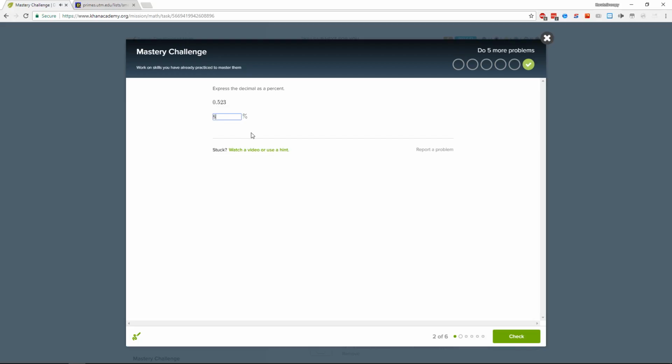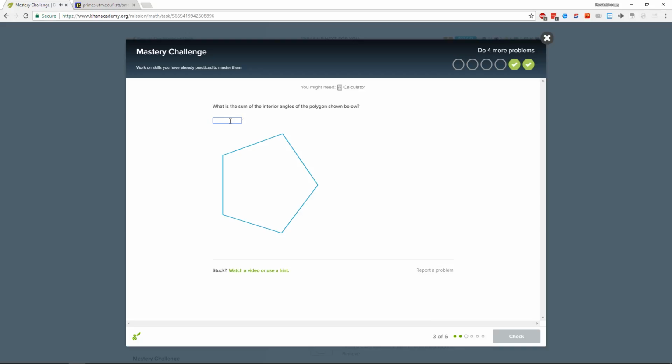Express the decimal as a percent. Ooh, I can do that one. What's the sum of the interior angles? I don't know. Let's see. So the sum of this triangle's angles would be 180, but I suspect it's not.